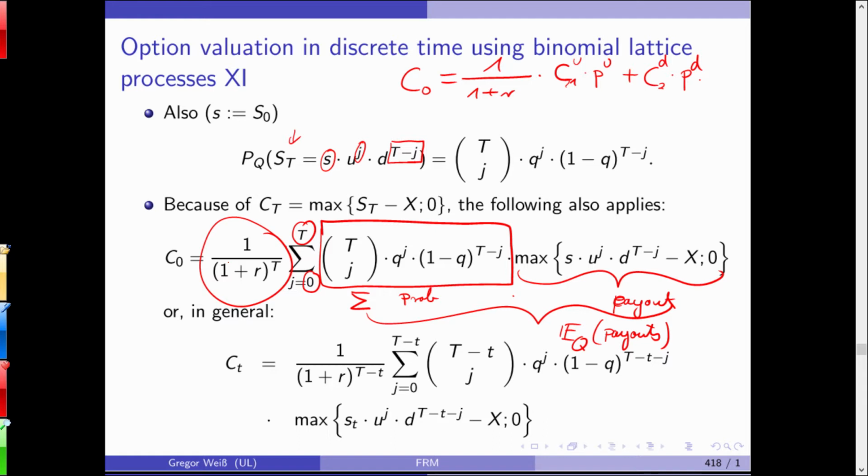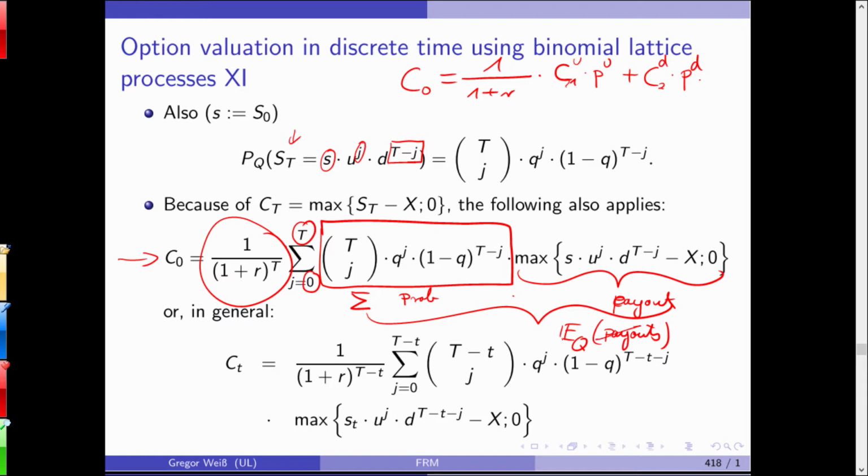Risk-neutral pricing: you take those probabilities Q and 1 minus Q. As it is a multi-period model, you can go up j times and you can go down T minus j times. Then you get a binomial distribution. And this line here simply is risk-neutral pricing, meaning that you take the expected value of all future payments under the risk-neutral probability measure and you discount with the use of the risk-free rate.